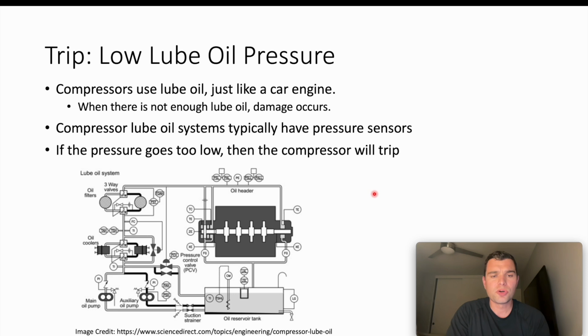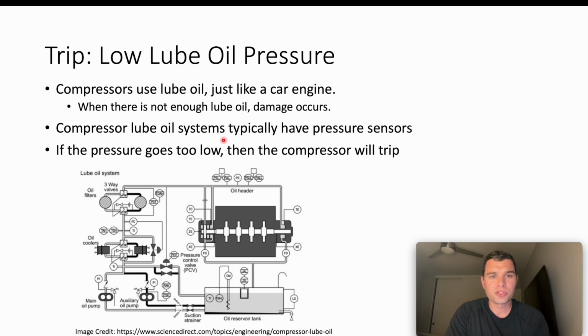The second is low lube oil pressure. This diagram looks pretty complicated, but it is trying to show the lube oil system of a compressor. Just like a car engine, compressors use lube oil. And when there's not enough lube oil, damage will occur. Essentially, you'll get metal on metal contact, which is not designed for it. And that will result in very rapid damage.